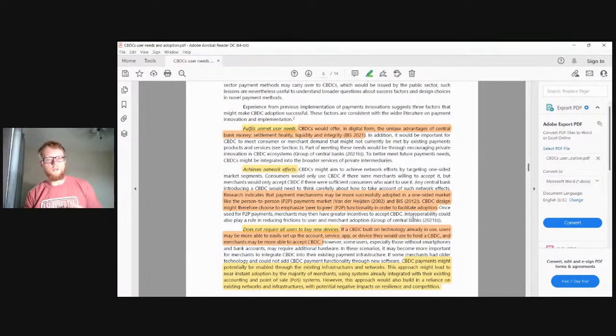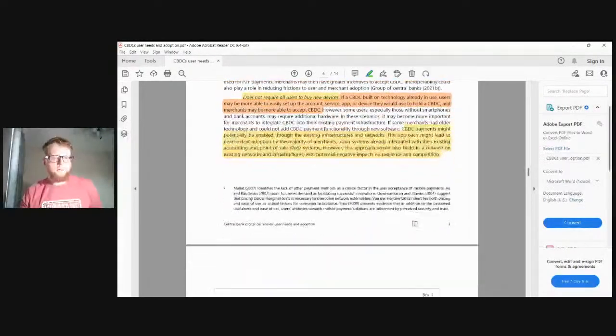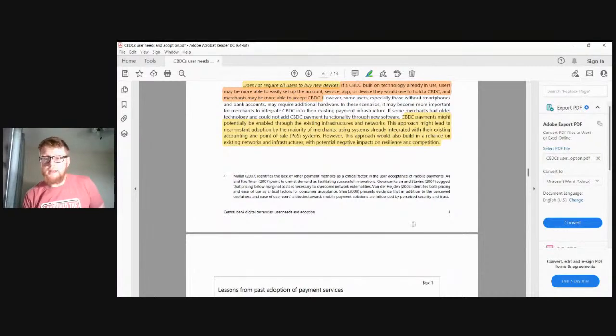And also, for the last one, it does not require all users to buy new devices. The technology thing, it's just easier for everyone to use what they already have, right? They're already familiar with it and so on. So to continue, central bank digital currency payments might potentially be enabled through the existing infrastructures and networks, keeping the current network and infrastructure. This approach might lead to near instant adoption by the majority of merchants using systems already integrated with their existing accounting and point of sale system.